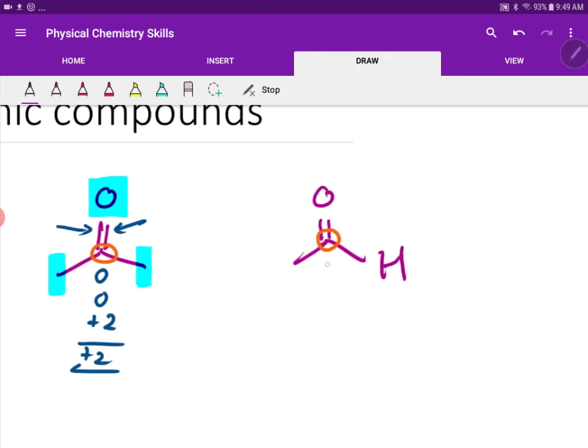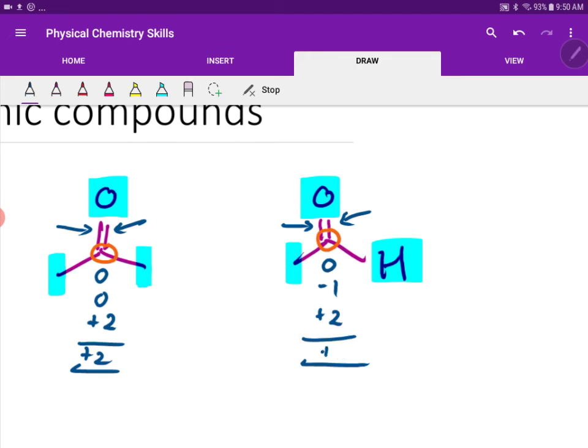In our last example, compared to this carbon, this gets a 0. Compared to this hydrogen, since carbon is more electronegative, it gets a -1. Compared to this oxygen here, we get a +2 because of the double bond. So altogether, we end up with +1.